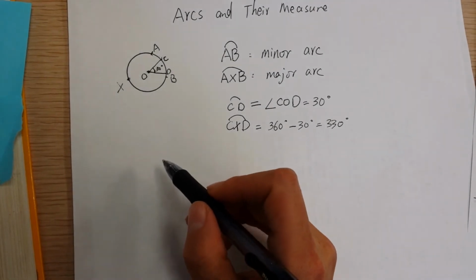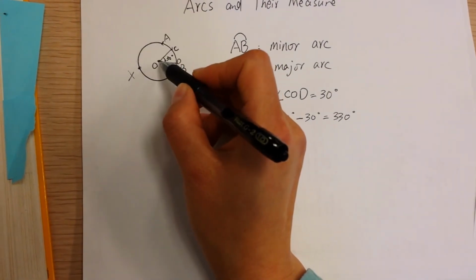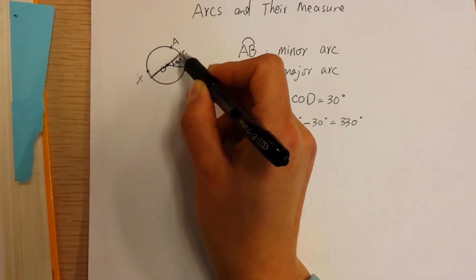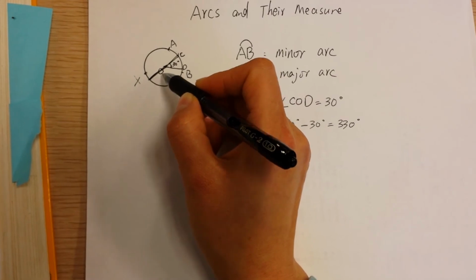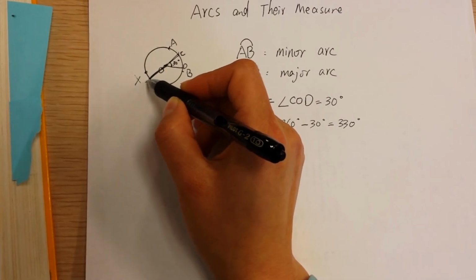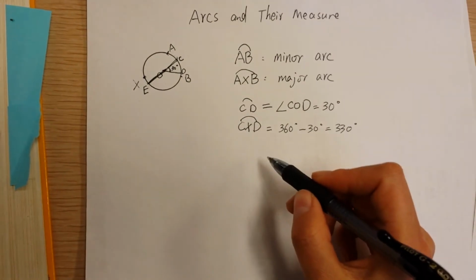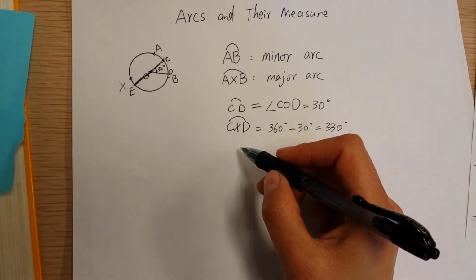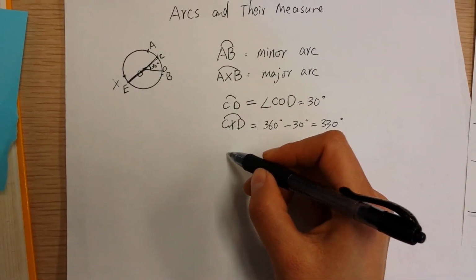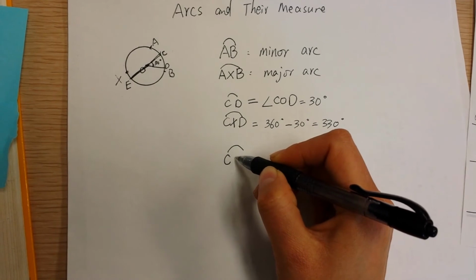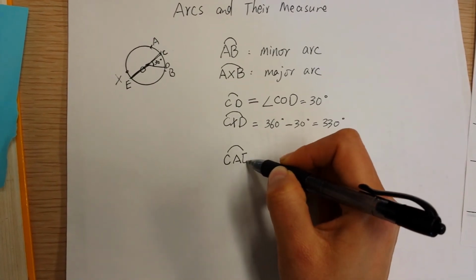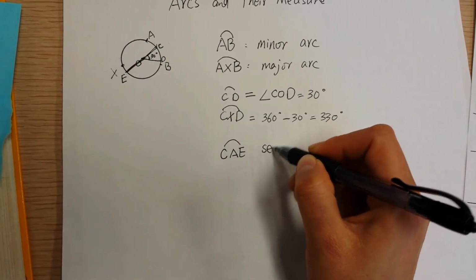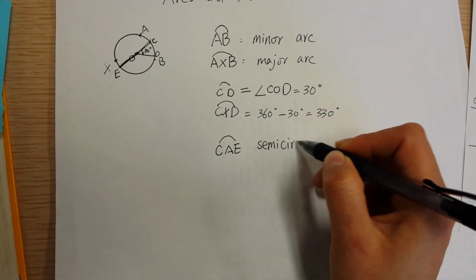And one more important thing you need to know. Say I want to extend this radius CA and draw a diameter, say it cuts here at E. So CE is a diameter. And we have a semicircle, which is CAE. It's half of the circle, so it's called a semicircle.